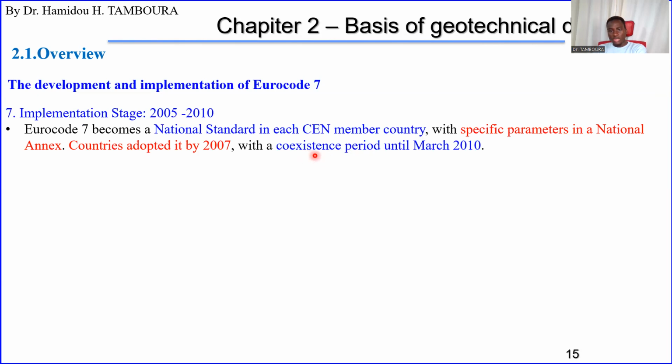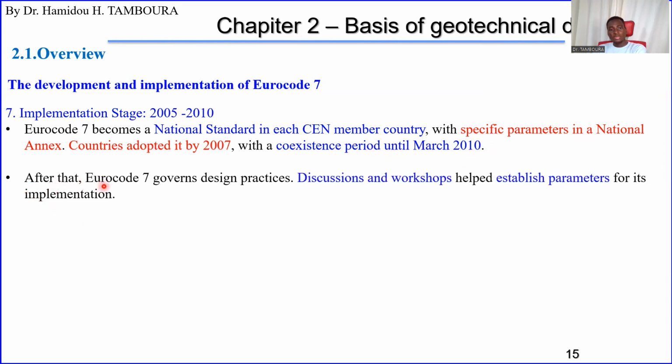So with coexistence, after introducing the Eurocode, they allowed people to have both the national code and Eurocode until 2010. After 2010, Eurocode 7 governed the design practice. Then discussions and workshops were held to establish parameters for each implementation.